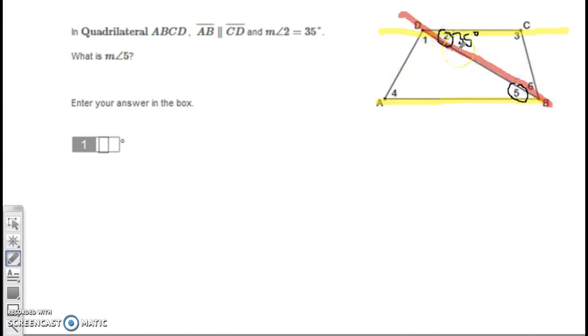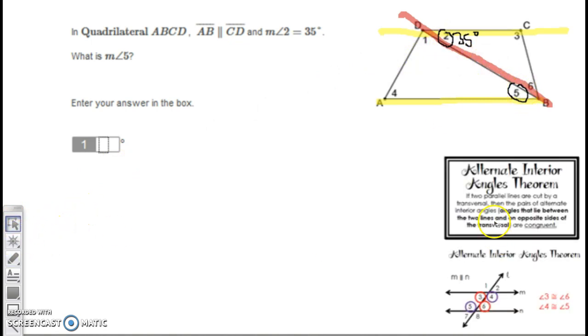So we have to figure out how those two angles are related. Are they any of our special pairs? And these are on opposite sides of the transversal, and they're inside the parallel lines. So those are alternate interior angles. And we know alternate interior angles are congruent. So since the measure of angle 2 is 35 degrees, the measure of angle 5 is also going to be 35 degrees.